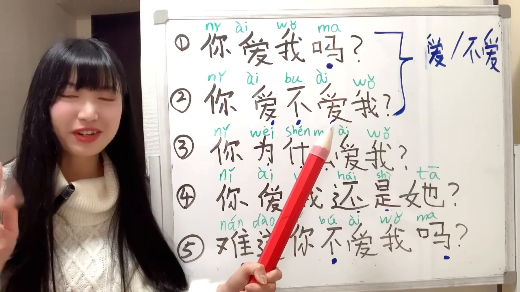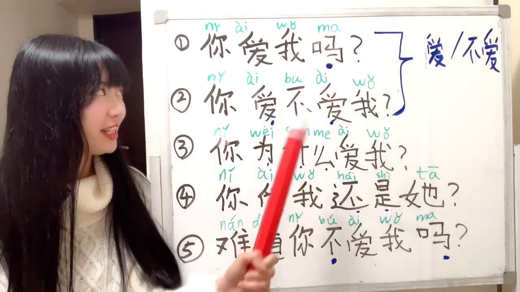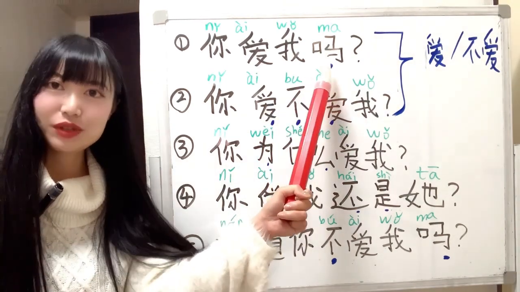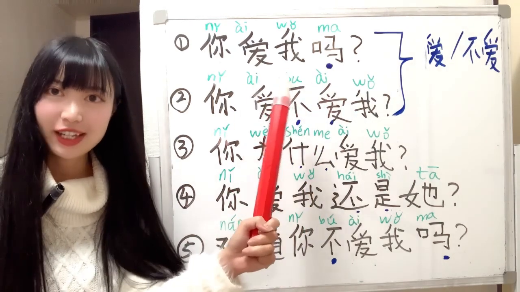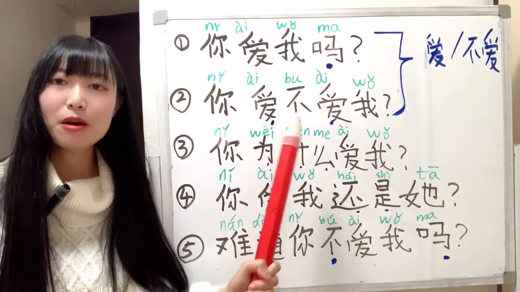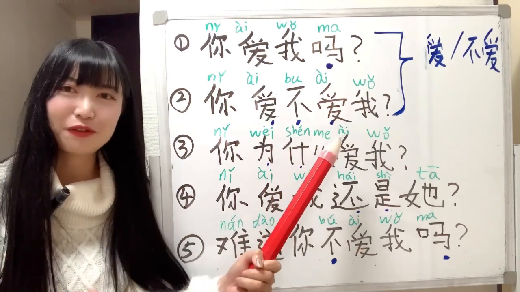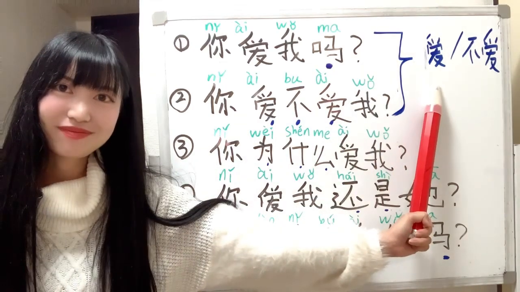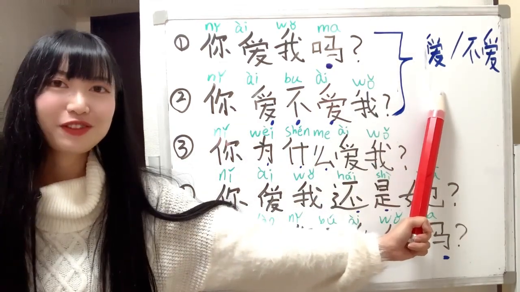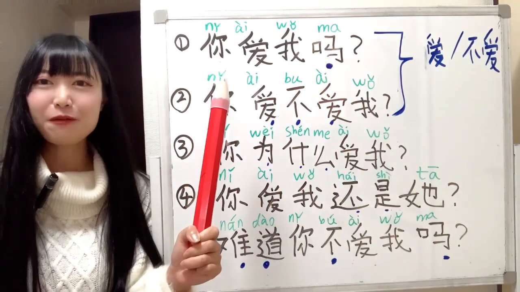Okay, remember, yes or no question in Chinese, first, it's put the ma in the end of the sentence. You don't need to change the order. And second, it's a verb, 不 verb, yes or no, love or don't love. Okay, so love, you can just say 爱. If you don't love, you can just say 不爱. Okay, so do you love me in Chinese?